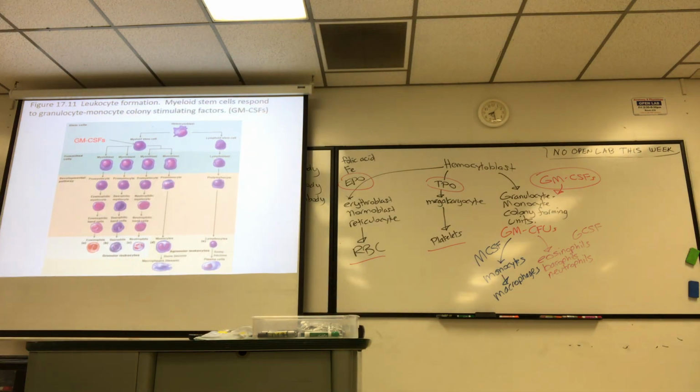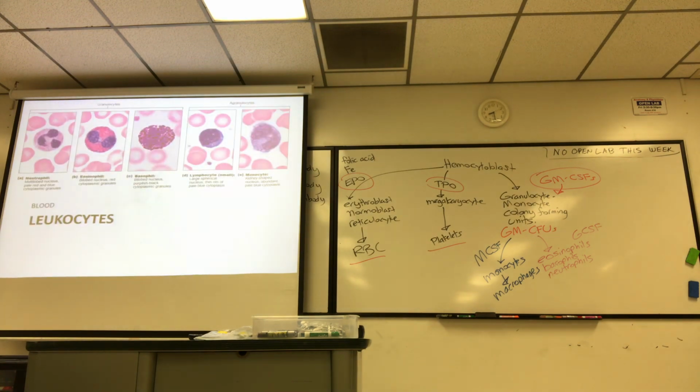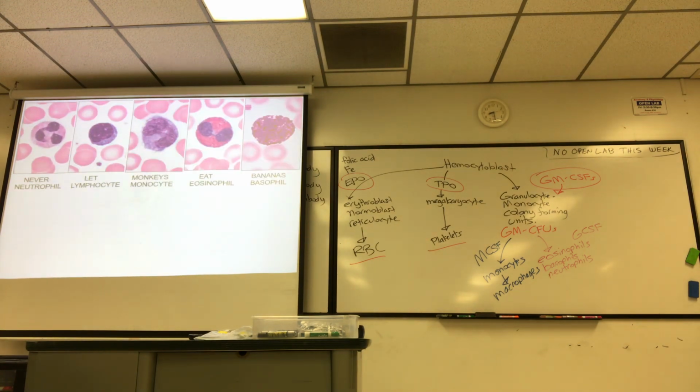Let's talk about the white blood cells and some of their basic functions. Here's pictures of them on a blood smear slide. And I don't know if I mentioned this before, never let monkeys eat bananas. It's a nice little phrase to help you remember the prevalence of each one. So of all of these, mostly you have neutrophils, then lymphocytes. Basophils are the hardest to find in a drop of blood.